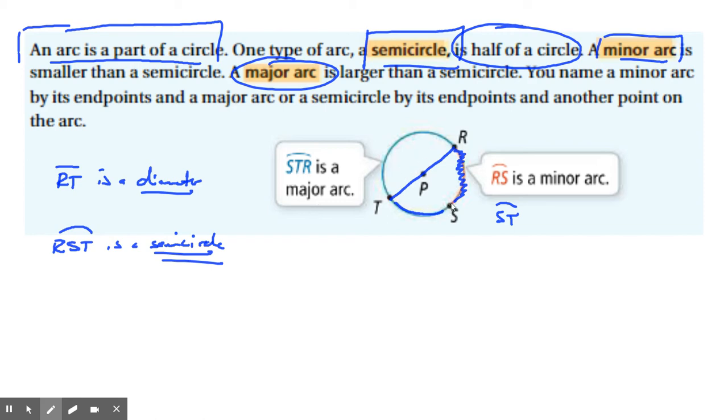So in this picture here, they have STR. So I'll do like circles. So S through T. How about I change colors? How about that? That'd be better.